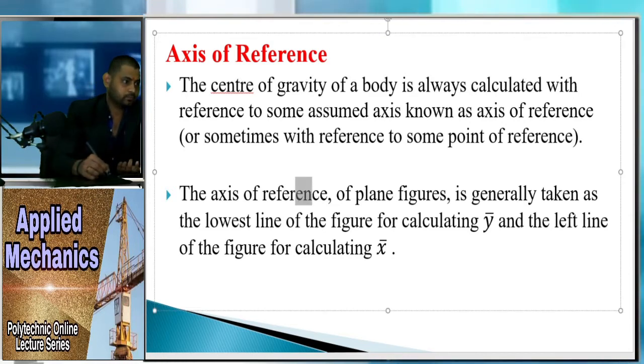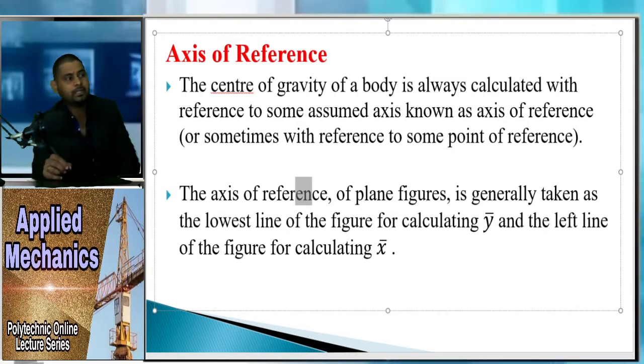Suppose, for example, we have one rectangle like this. Now if we have to find the y bar, then from this bottom line we take the center of gravity, meaning up to here we calculate the y, right? But if we have to find the x bar, then from this left side we consider that center point. So this is your x bar, right? Like this we can calculate x bar and y bar.